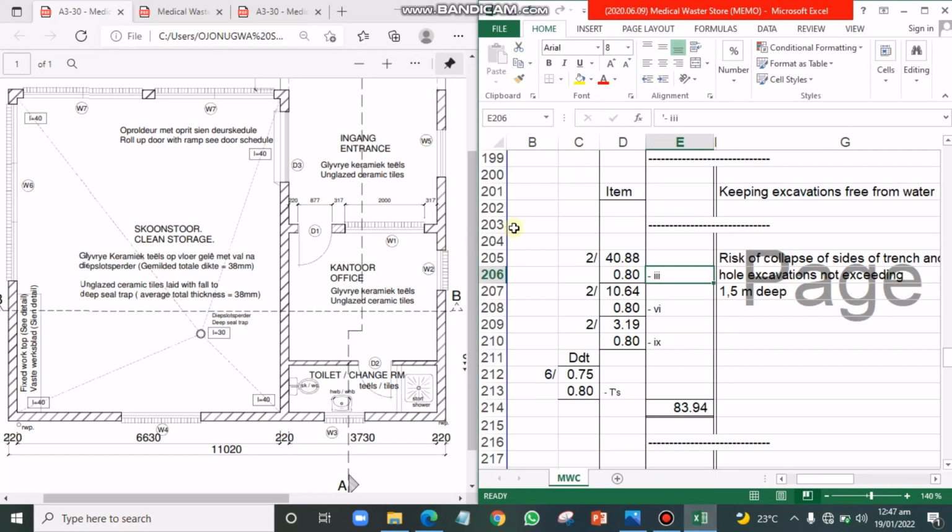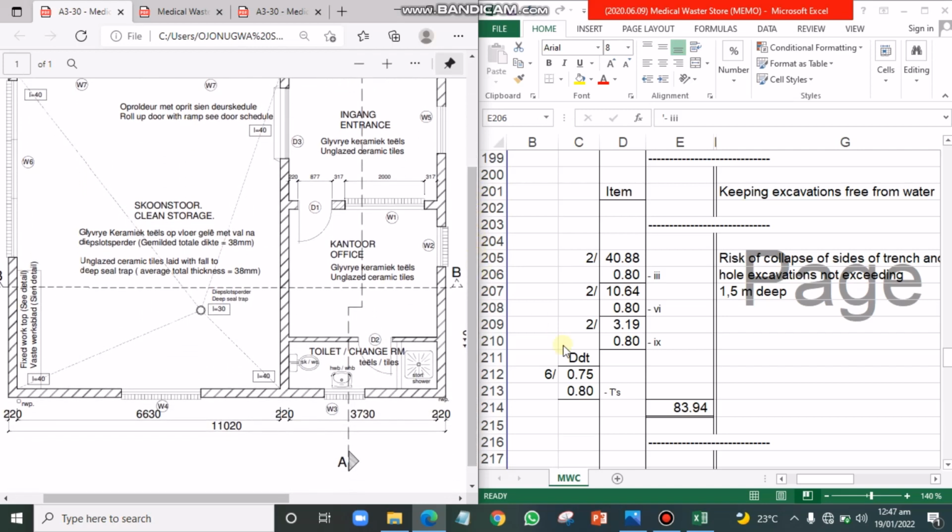Look at it carefully and let us count together. Now we are deducting 6 of these. Let us see whether it is 6. There is a T-junction here. That is, there's an intersection between this wall and this wall here. So we have 1, 2, 3, 4, 5, 6. These are the only points of intersection we have on this plan. That is why we have 6 here. And 0.75 is the overall width of your trench, and then 0.80 is the depth of your trench. So that is the essence of why we had this deduction.